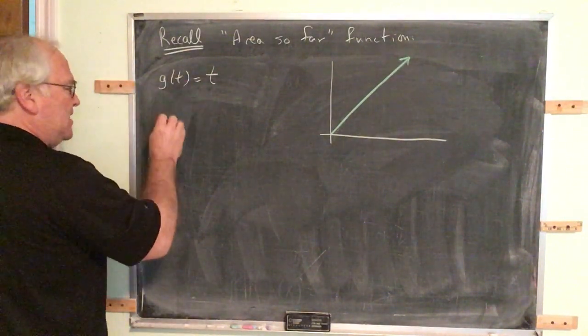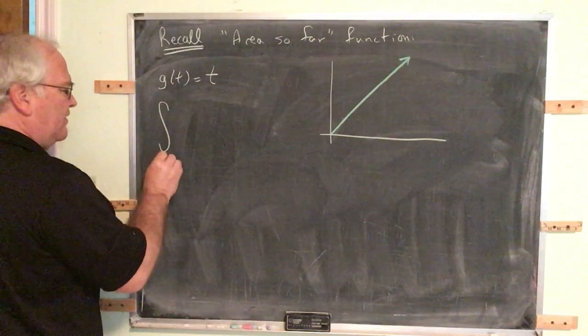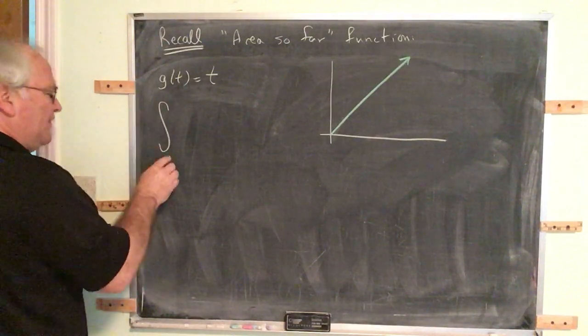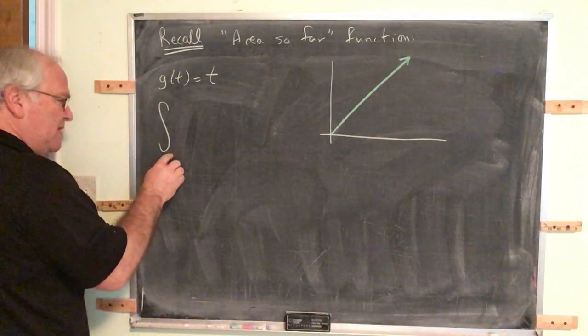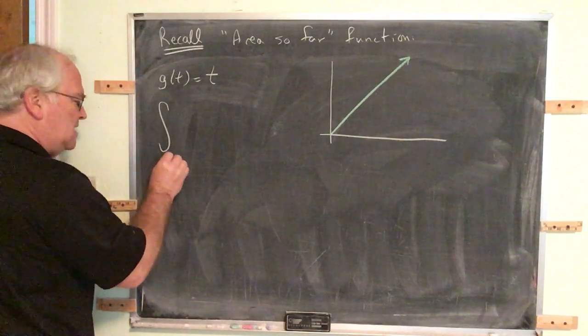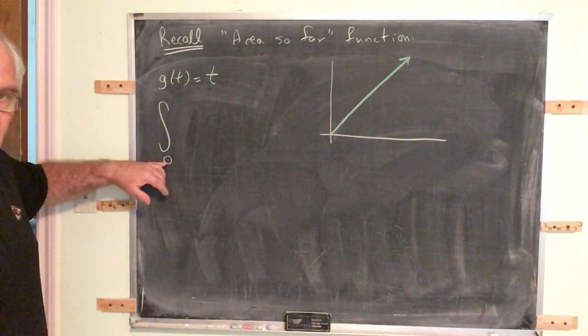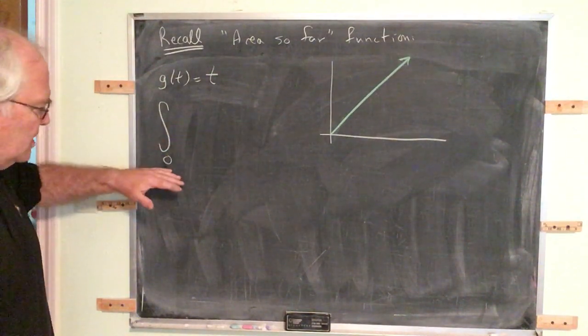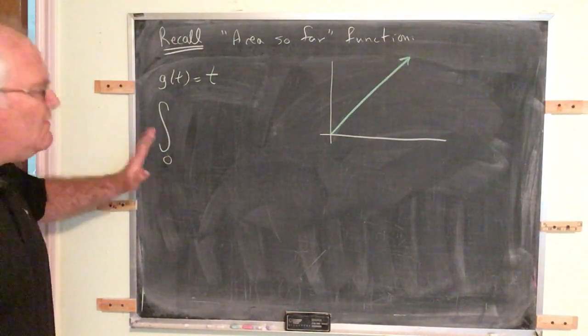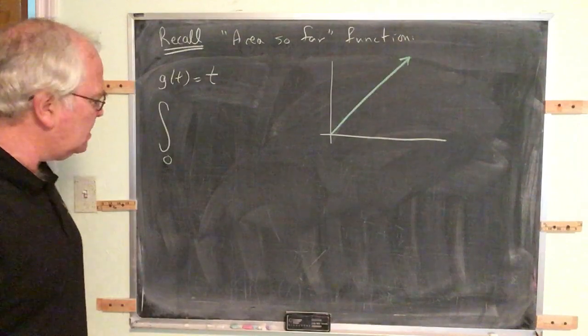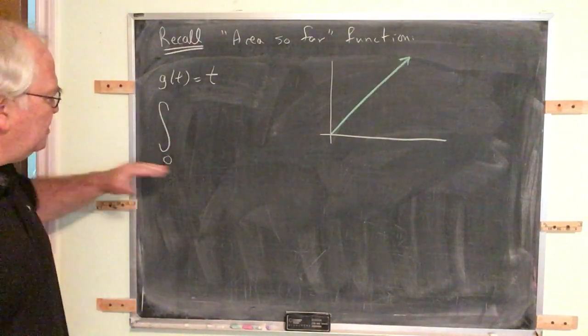And this area so far function from the second part of the fundamental theorem looks like this. Now, this bottom constant is permitted to be anything. I'm going to choose something easy. I'm going to choose it to be 0. It is not required that this be 0. Later on we'll consider this to be 1 or some other value. But for now, since this function actually passes through 0, we're going to choose 0 here.